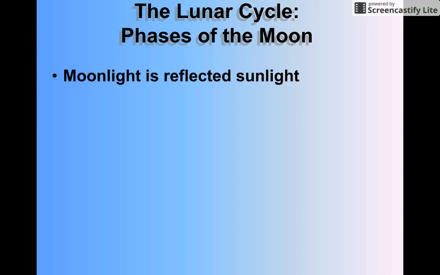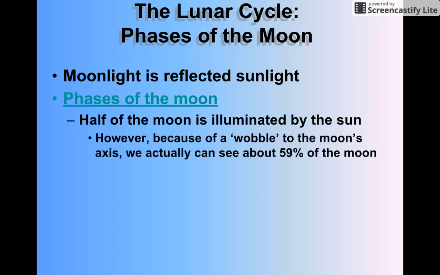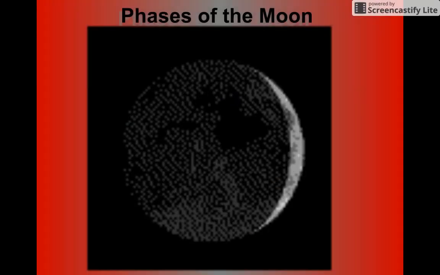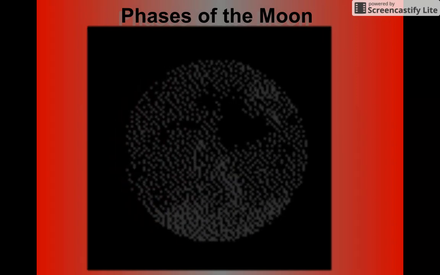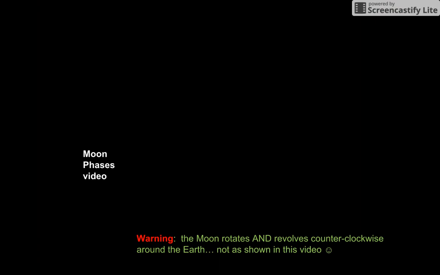The phases of the moon. Moonlight is reflected sunlight. Half of the moon is always illuminated by the sun. However, we can see about 59% of the moon from Earth. The moon orbits around the Earth. Can we always see that half of the moon that is facing the sun? Of course not. There are times when we don't see the moon at night, and times that we see the whole moon. This is what creates our phases.